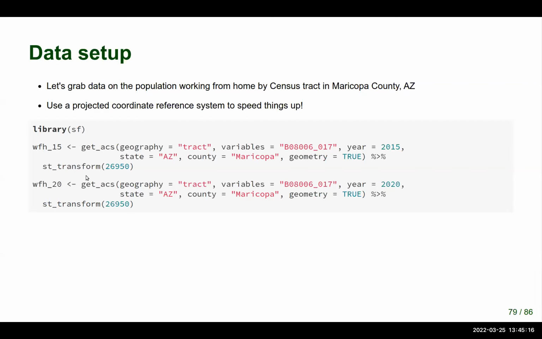We're using st_transform. For those of you who are new to R, this is more advanced. What we're doing is we're using something called the projected coordinate system, which is a topic that is really beyond the scope of our conversation today, but just in a nutshell, we're representing our spatial data in a way that's appropriate for the Phoenix area, and this will speed up our analytics quite a bit. So let's go ahead and pull that data down and take a quick look at it.